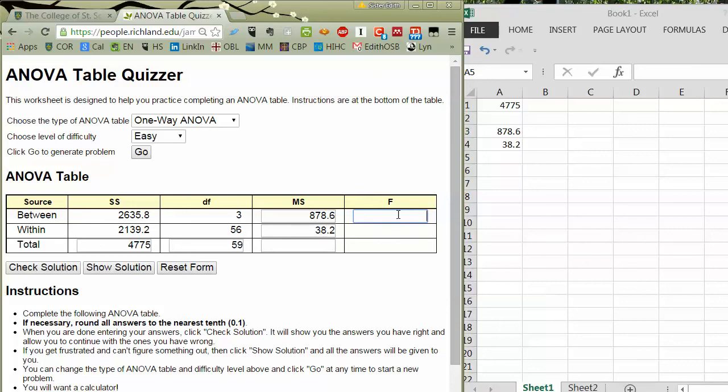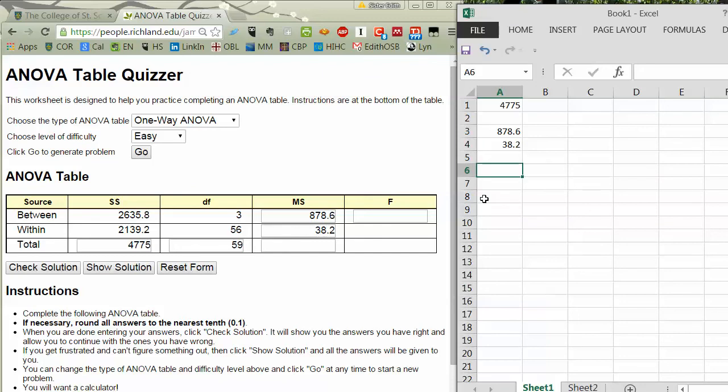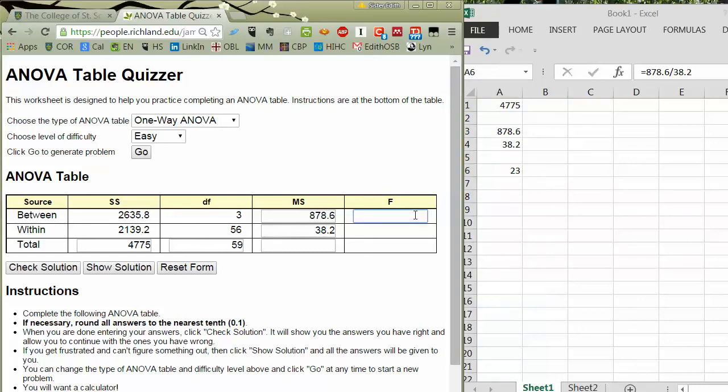So this last spot is my F ratio. This is my actual F statistic. All the rest of these were just designed to help me get there. This is the numerator, my mean square between, divided by the denominator, my mean square within. So this ANOVA table is set up in a really convenient way to make it evident how I create this ratio. And I am going to use my Excel spreadsheet to make sure I get it right. So I've got 878.6 divided by 38.2. It gives me the number 23.